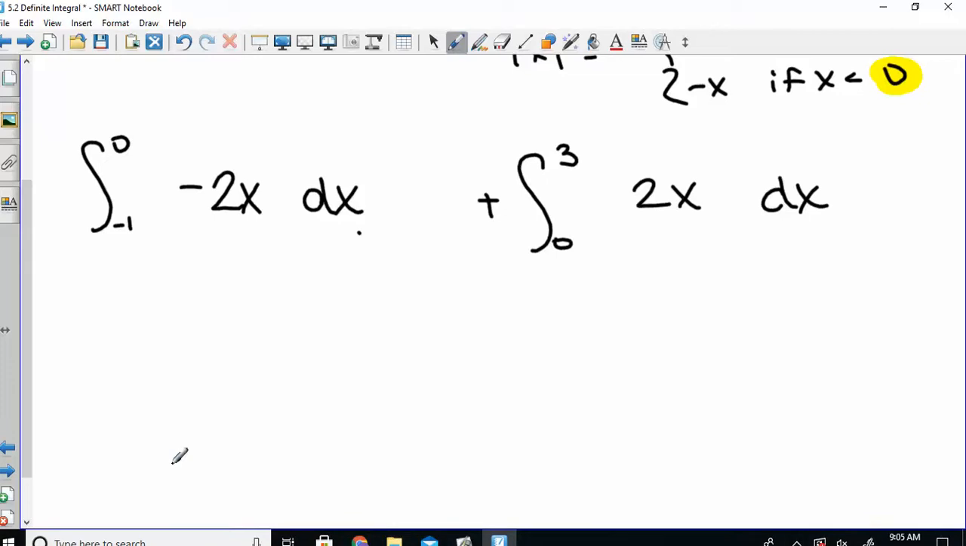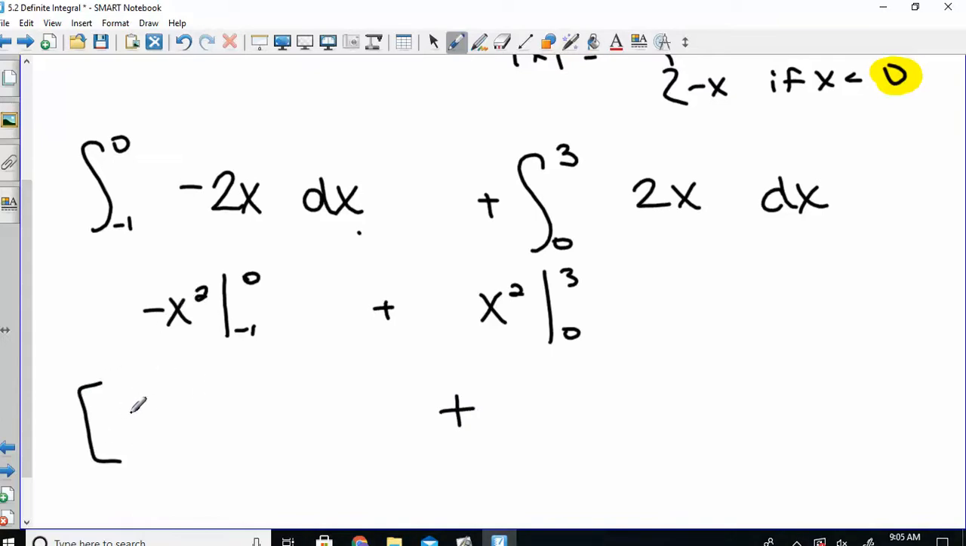Does everybody see how we got there? What's the antiderivative of negative 2x? Negative x squared from negative 1 to 0. Please make sure you're using proper notation and writing that vertical line. Antiderivative of 2x is x squared from 0 to 3.